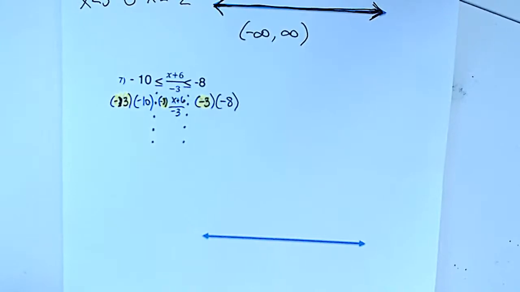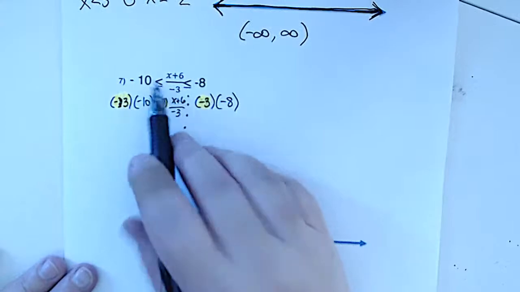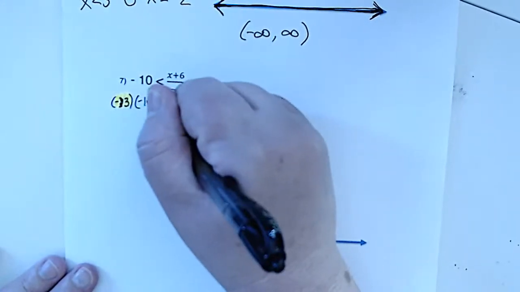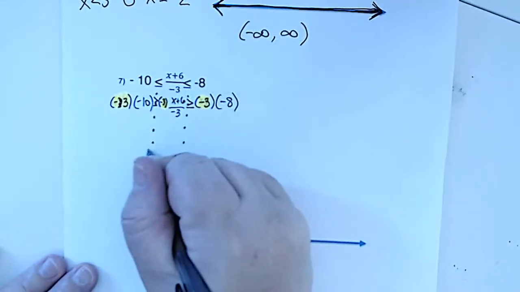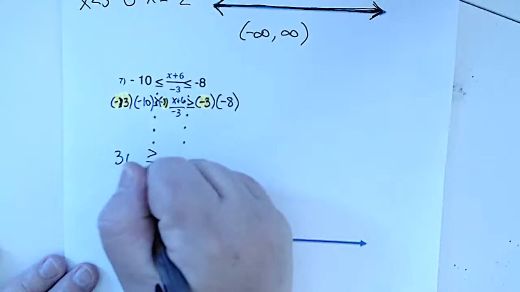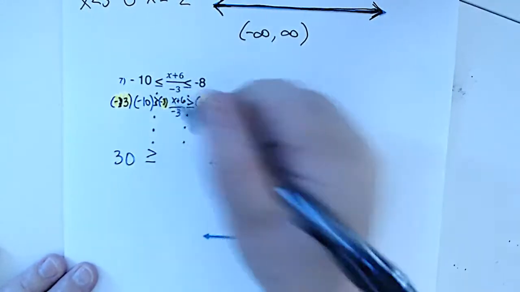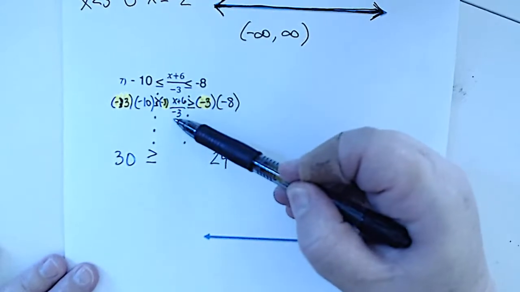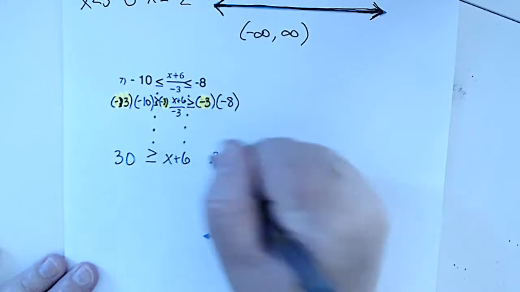But what we're going to have to do is figure out each time we multiply by a -3, the inequality turns around. So both of these, let me write this down here. Over here, I get 30. Over here, I get 24. And right here in the middle, the -3's cancel, and I get x plus 6.